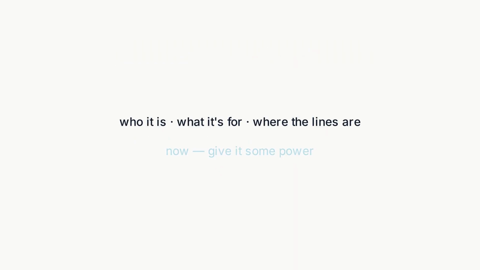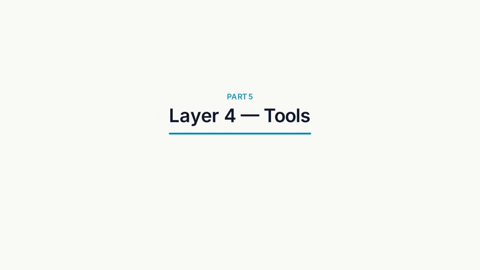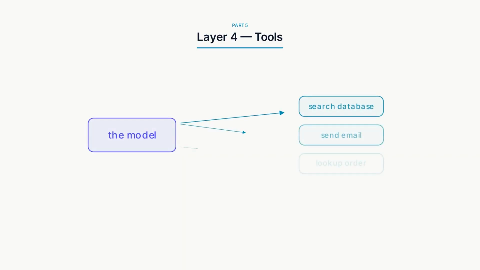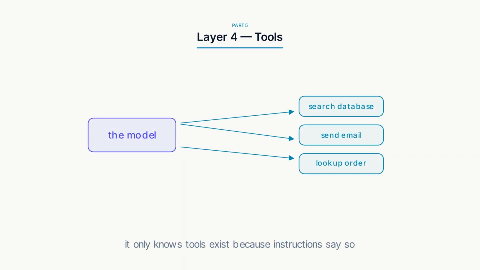So the model knows who it is, what it's for, and where the lines are. Now let's give it some power. What can it actually reach out and use? Layer 4, tools. A modern assistant doesn't just talk. It can act by calling tools, searching a database, sending an email, looking up a live order. But it only knows those tools exist because the instructions tell it. This layer lists what's available and, crucially, when to use each one.